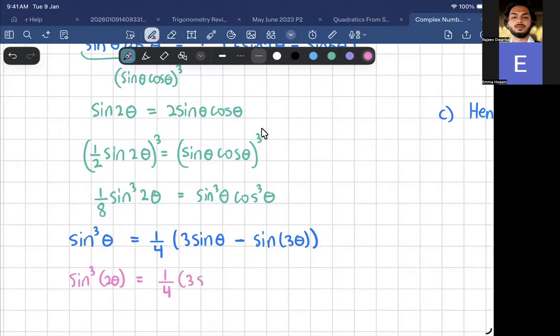So that'll be 3 sine 2 theta minus sine. Over here, we had 3 theta, but you're putting in 2 theta. So that is really 3 times 2 theta.